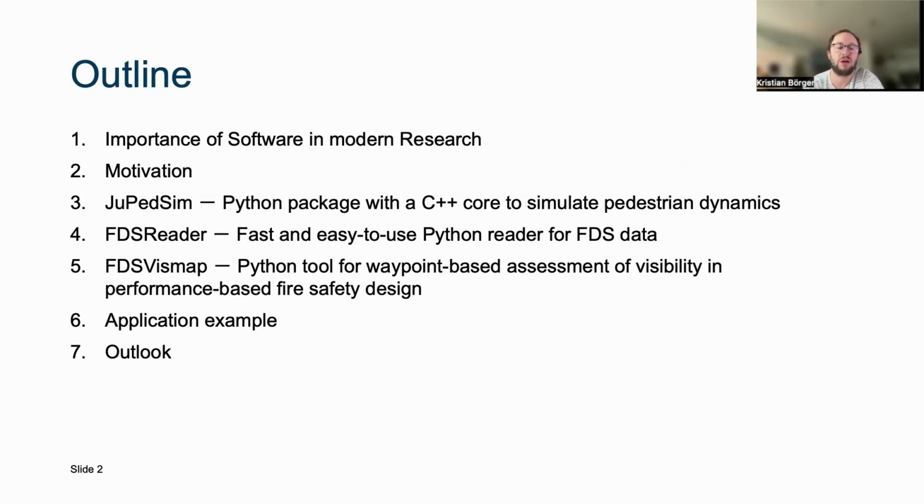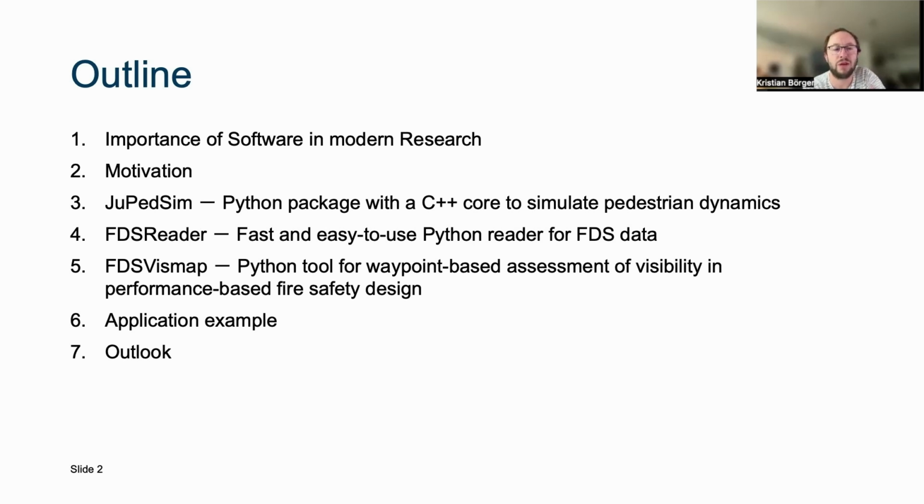So first, let me start with a short outline of the talk. I want to start by introducing you to the importance of software in modern research, which brings me directly to the motivation of that talk. Then I want to introduce you to 3 Python libraries that were developed at the University of Wuppertal and the Jülich Research Center, which are JuPedSim, a Python package for simulating pedestrian dynamics.